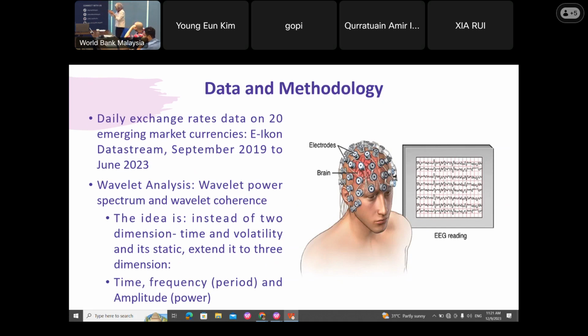So actually this wavelet analysis is the signal processing technique to explore the time, the frequency, and the amplitude, the power of the data that we have received. So the technique that was used to take the pattern of the brainwave activities, that same technique we apply, because the currency return exhibits the oscillations pattern, just like what the brainwave activities are. Okay, so that is the wavelet analysis. Are there any questions?